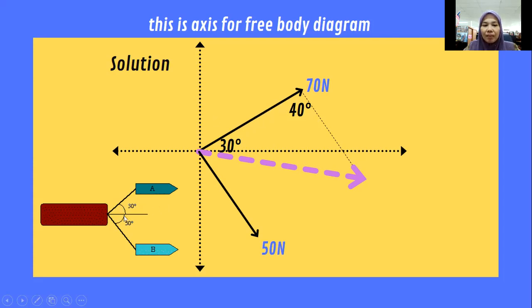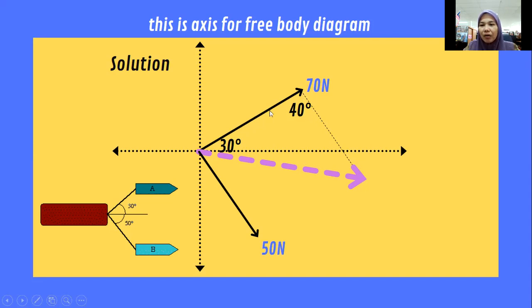This is 30, this is 40, and here is 50. I have transferred the force to the other side here, because you can get the same force but in a different location. Exactly the same force, we just transfer it to a different spot.